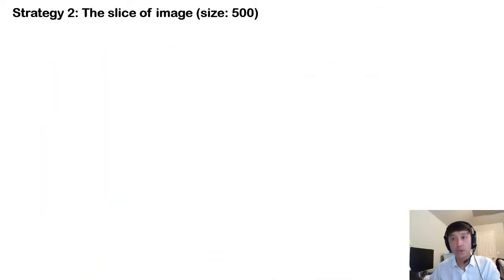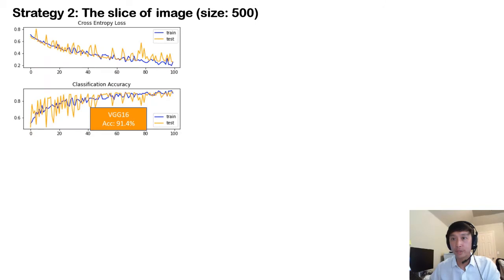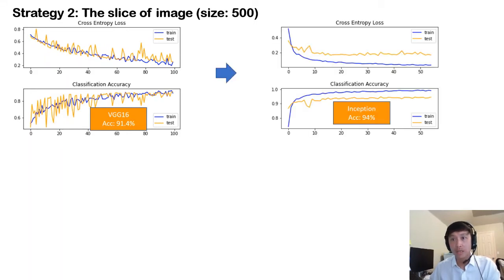Strategy number 2, we use the best quality image per patient with image size increased to 500 times 500. The first model is VGG16. The accuracy jumps to just above 91%, which is 30% better than the other models. Second model, we use a different transfer learning model, which is Inception V3. Its accuracy becomes 94%, but the bottom plot shows training saturated at an early stage.